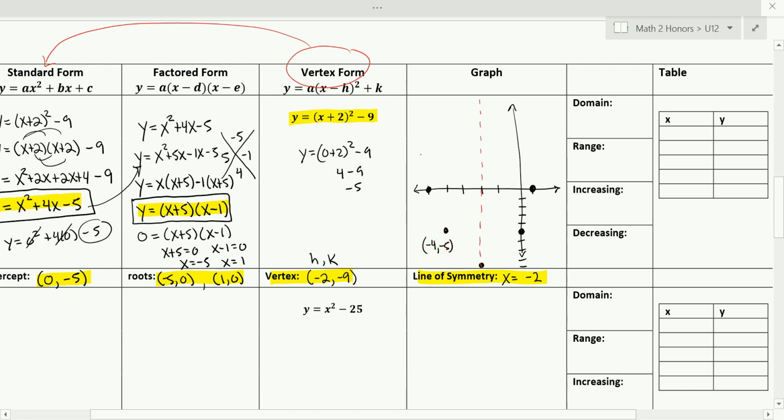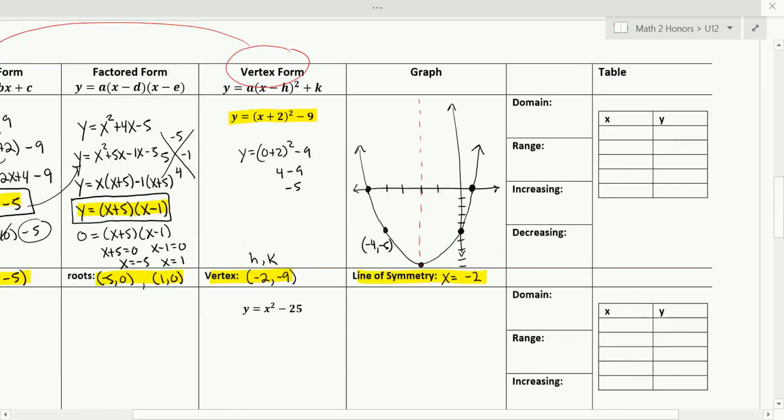And then we can sketch our graph. Make sure it doesn't look like a V. Make sure it looks more like a U. Okay, it needs to be curved, not to a point. Okay. Put all 5 of our points in our table.